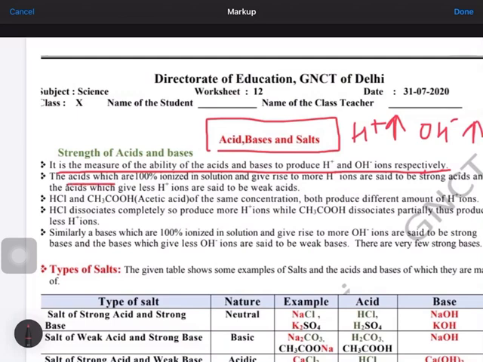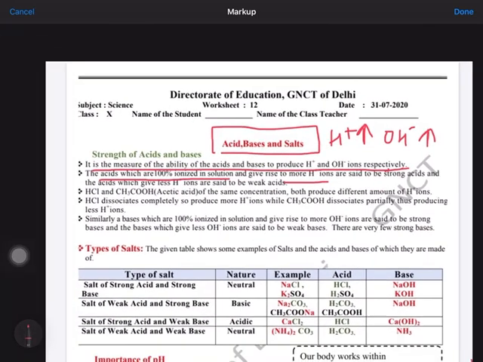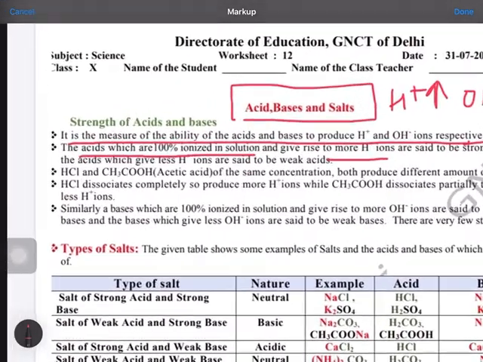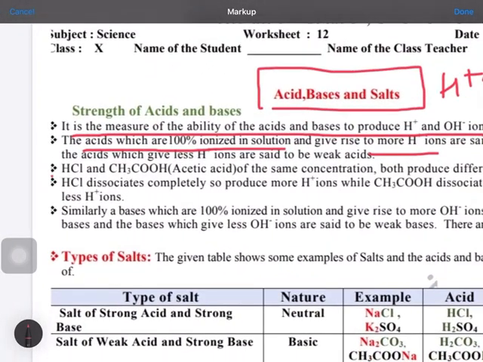The acids which are 100% ionized in a solution, that means which are completely broken down into ions and giving rise to H ions, are said to be strong acids, and the acids which are incompletely ionized are known as weak acids. That means they are not giving 100% H ion, like HCl and acetic acid. HCl is said to be a strong acid while acetic acid is a weak acid.